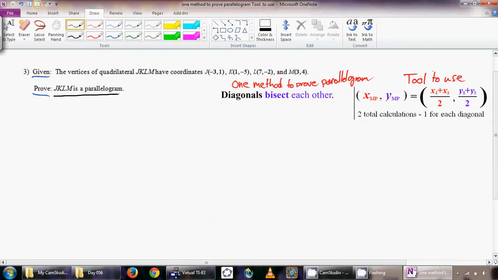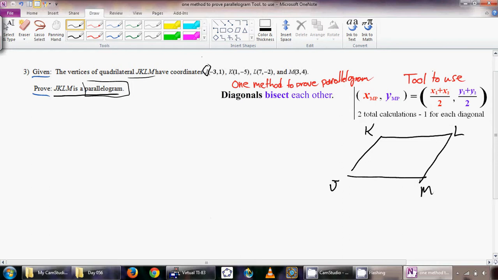So, my first step is to sketch, right? I'm drawing a parallelogram because that's what they told me, and that's what I want to prove. And its name is JKLM. To name it, just start with the first letter and pick somewhere on your diagram, and then just go clockwise from there, okay?